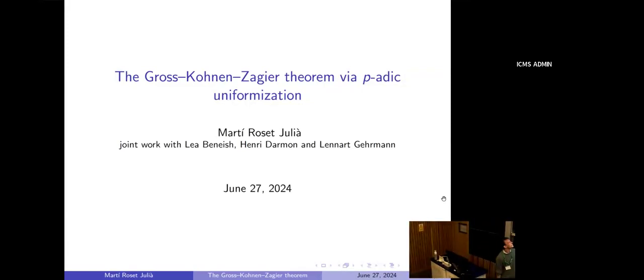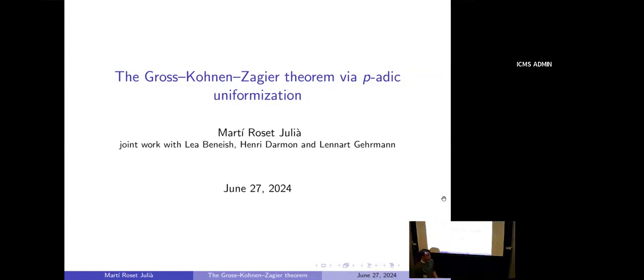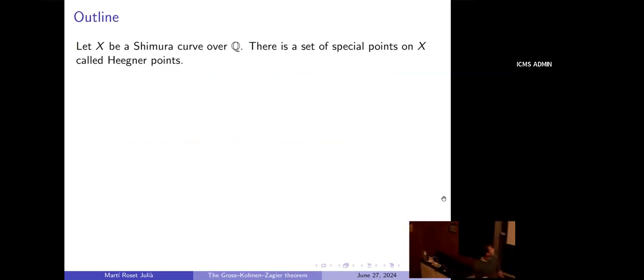So the aim of the talk is to present some joint work with Léa Benesch, Henri Darmon, and Leonard German that aims to give a new proof to the Gross-Kohnen-Zagier theorem for the case of Shimura curves using the theory of p-adic uniformization. So let's begin with an outline.